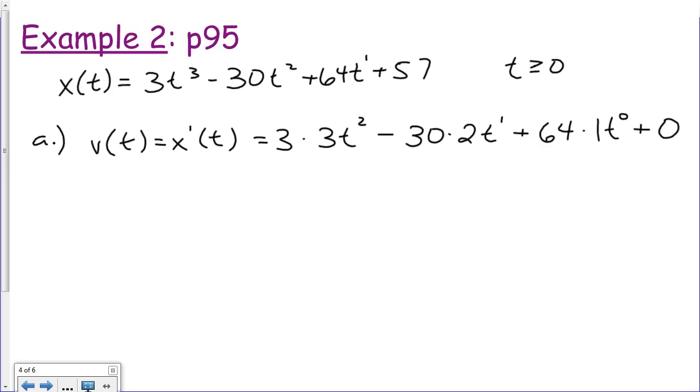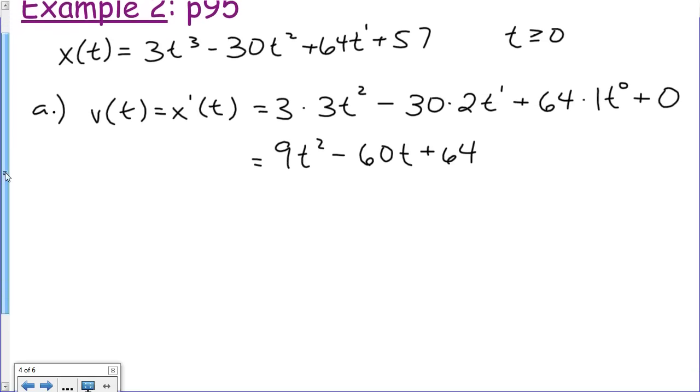All right, and let's just rewrite that a little bit here. So I've got 3 times 3 is 9t squared. 30 times 2 is 60t. And 64 times 1 times t to the 0, that's just 64. So there's our first derivative of our displacement function, or in other words, it's our velocity.